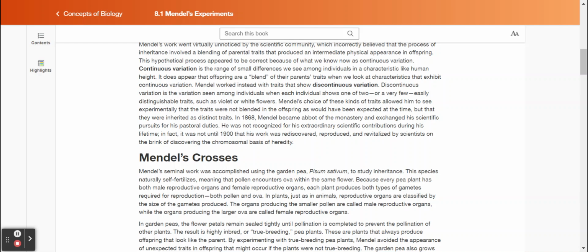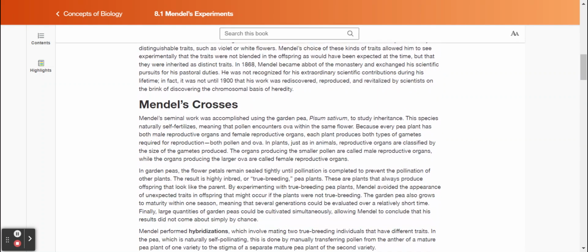In 1868, Mendel became abbot of the monastery and exchanged his scientific pursuits for his pastoral duties. He was not recognized for his extraordinary scientific contributions during his lifetime. In fact, it was not until 1900 that his work was rediscovered, reproduced, and revitalized by scientists on the brink of discovering the chromosomal basis of heredity.